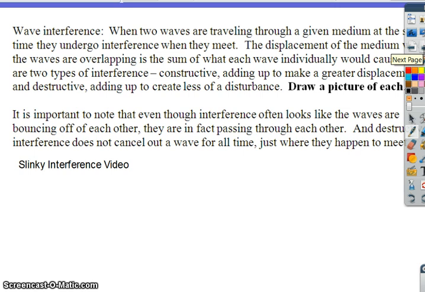Waves can interfere with each other, and they can interfere with each other constructively or destructively.